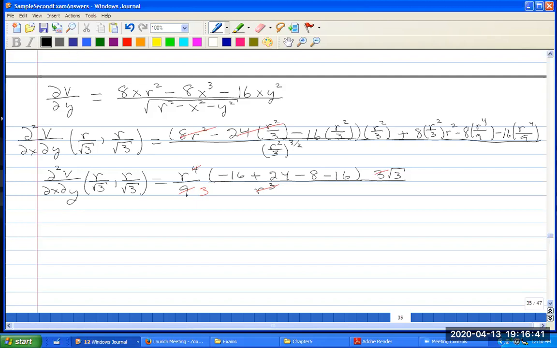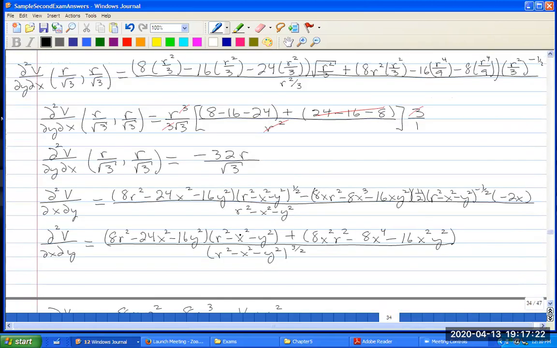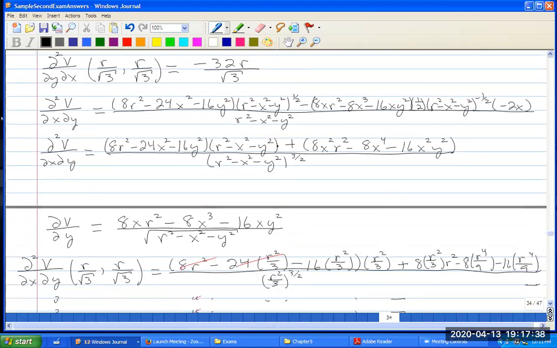So I finally get that this mixed partial at this critical number is equal to 24 minus 24 cancels, minus 16, really, r rad 3 over 3. It's a minus 32, okay.